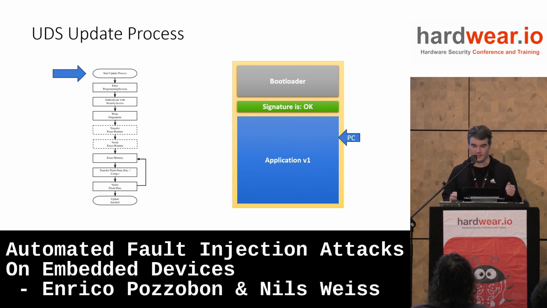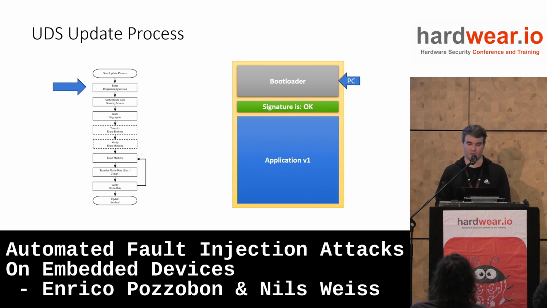So first, the ECU is normally running in this application mode. So it's just running the application. The program counter is in the application area of the flash. Then at some point the repair shop tester puts the ECU into a programming session. So it switches the state of this ECU into programming session. In this state, the ECU is running from the bootloader instead.